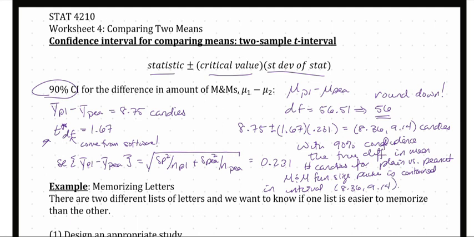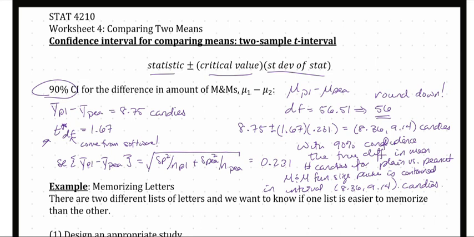So our data are compatible with a difference no smaller than 8.36 candies up to 9.14 candies. Our data are compatible with a difference of no less than 8.36 more plain candies than peanut candies on average for M&M fun size packs. At most, our data would suggest that we would expect 9.14 more plain candies than peanut candies in M&M fun size packs.